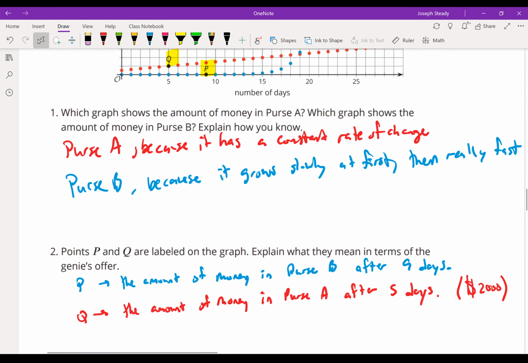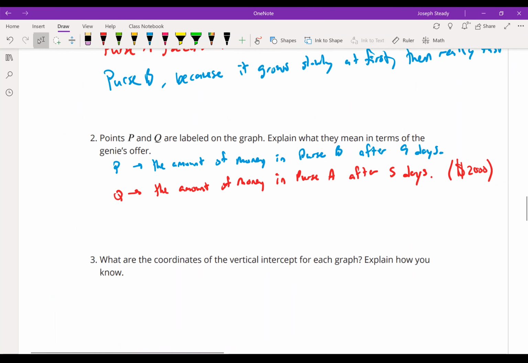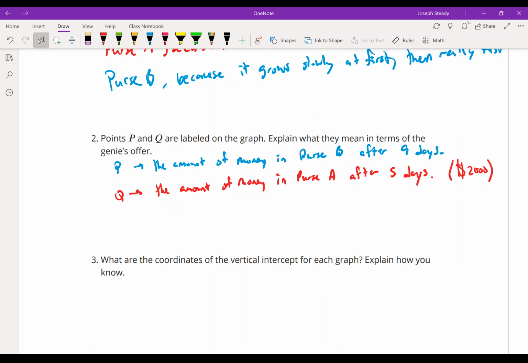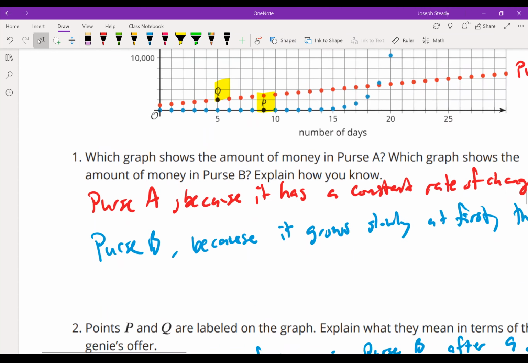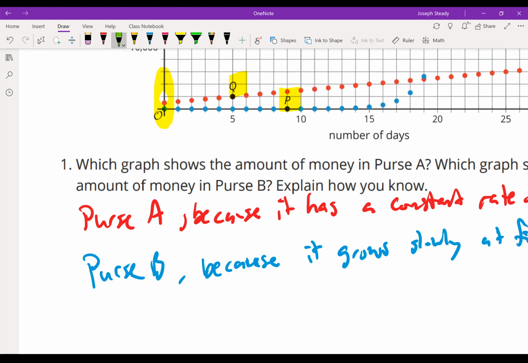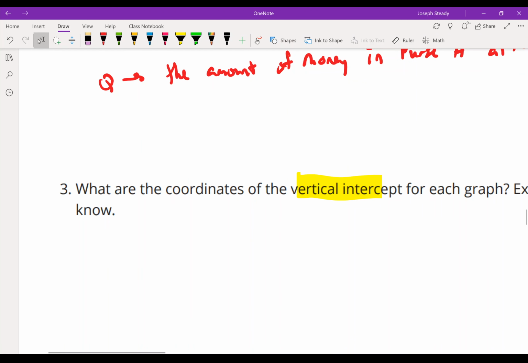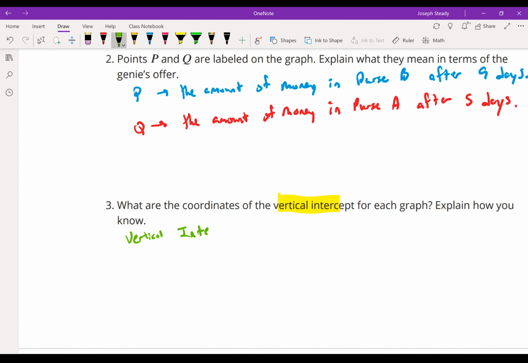Now problem 3 then asks us a question that is also a little bit difficult to read on the graph, but we can reason our way through this. It wants to know what are the vertical intercepts on each graph. Well, that means I'm looking over here at these points. Now remember, the vertical intercept means that I'm dealing with day 0.